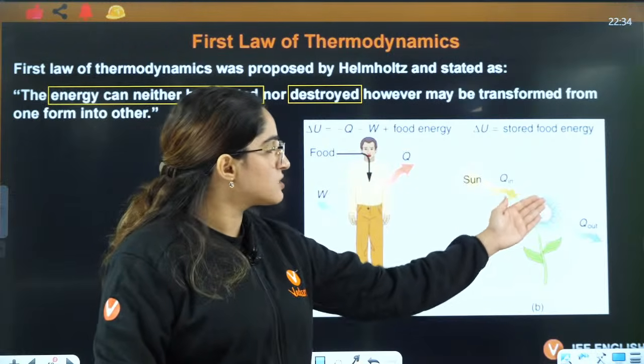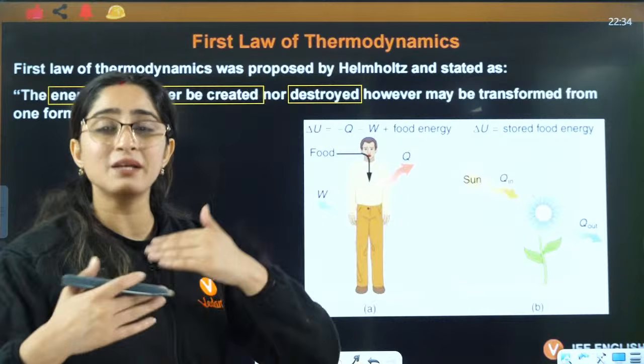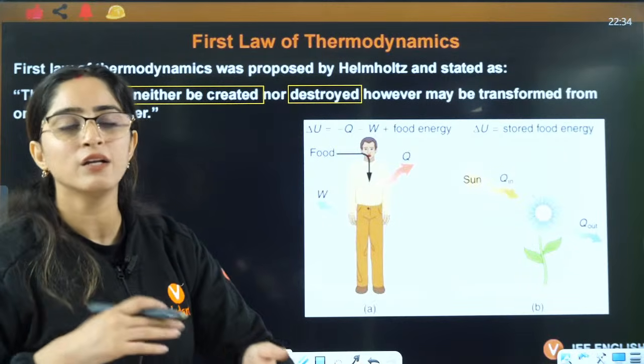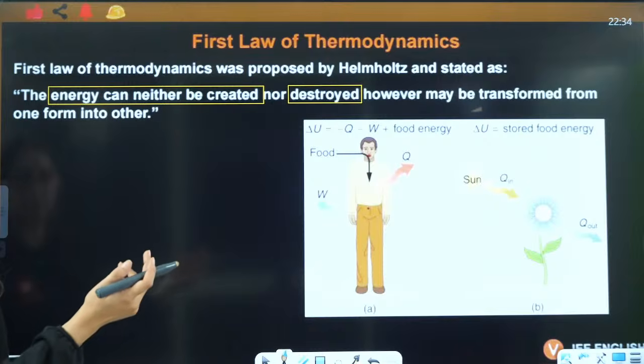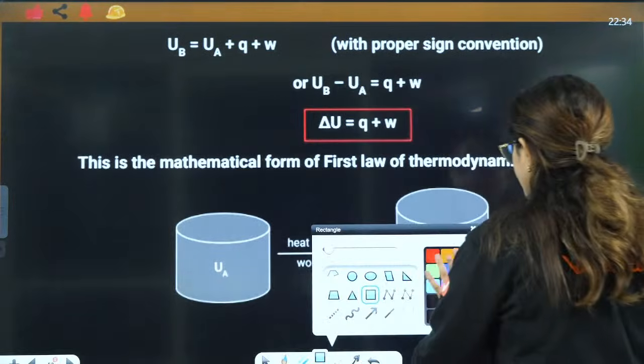It gains energy, then photosynthesis happens, right? Then we eat it, right? That means energy is being converted from one form to another form, right? In mathematics we write it this way.